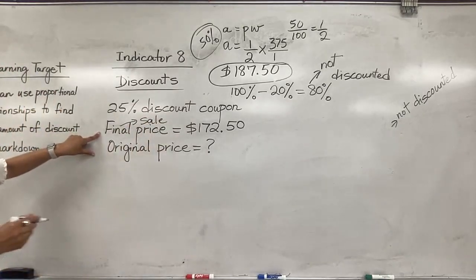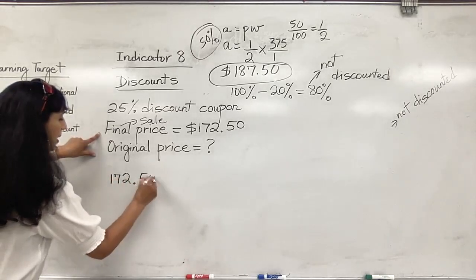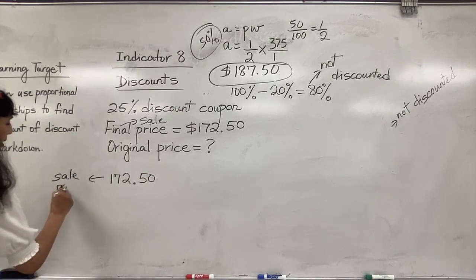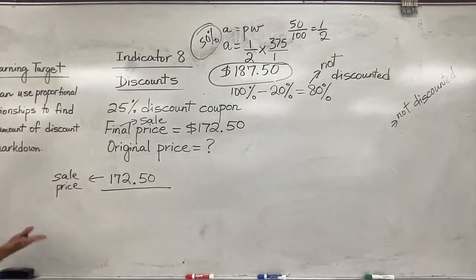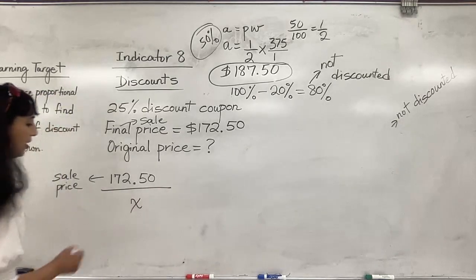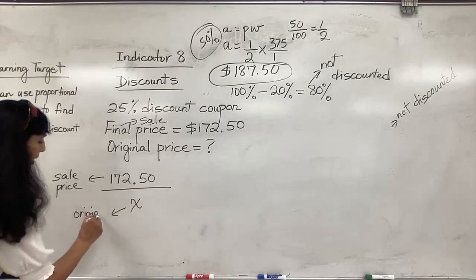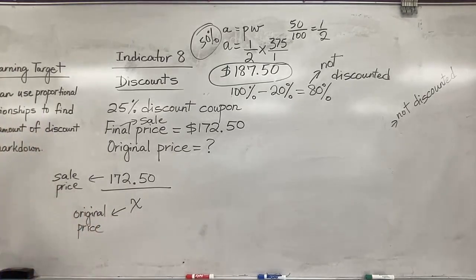Okay, so $172.50. This is my sale price, and over the original price, which I don't know. This is what I need to calculate, my original price. And then let's look at the percent.